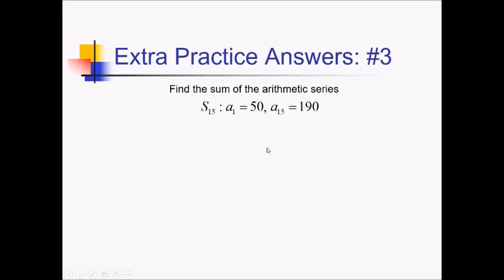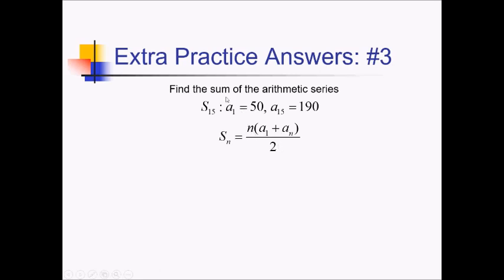On this problem, we want the sum of an arithmetic series that has 15 terms, so the 15th sum. We're starting with 50, and the 15th term is 190. So I'll start with my general formula for the sum of an arithmetic series. That's n times a1 plus a sub n all over 2. So basically, you're averaging the first and the last term together and then multiplying by the number of terms.